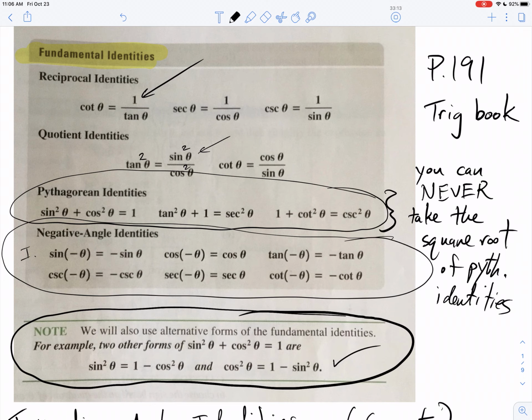So, I hope you get these memorized. I hope you make your flashcards. The next lesson, we're going to start playing with this stuff.